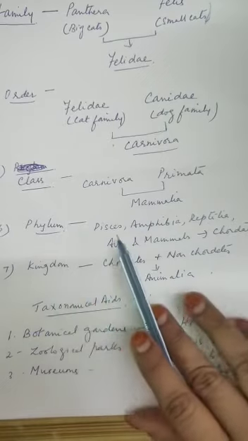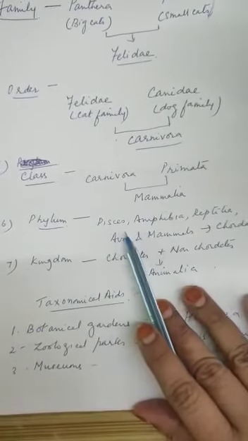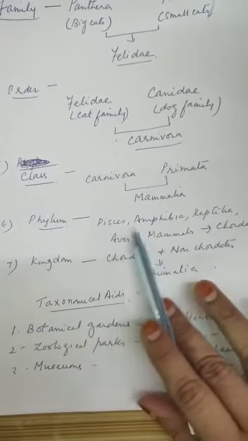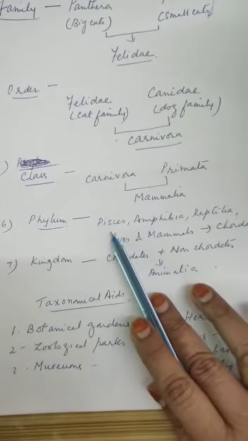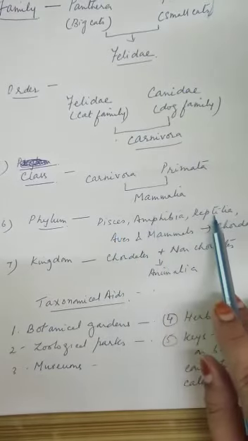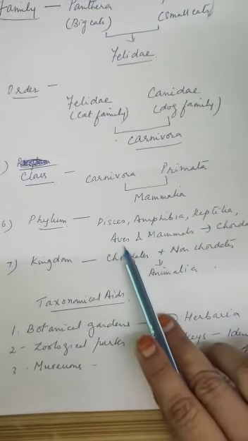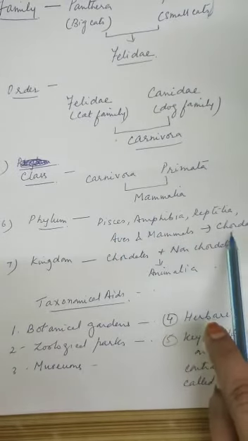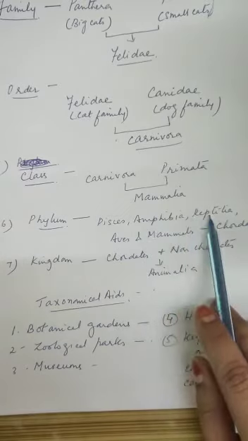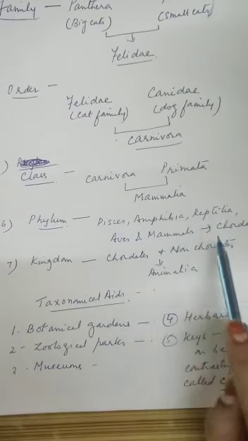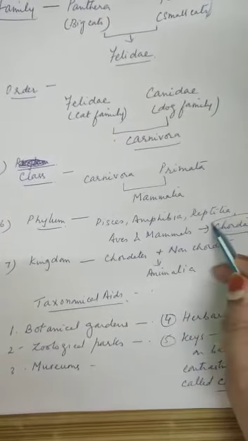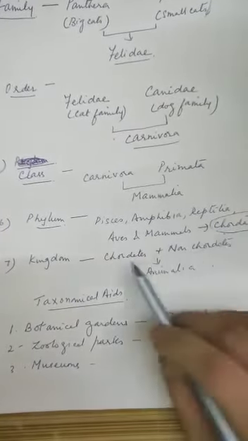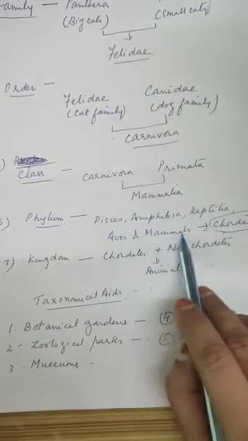Then next in order is phylum. So you have studied about plant and animal kingdoms, so all the categories there. In the phylum we have classes Pisces, Amphibia, Reptilia, Aves, Mammalia. Okay, so all these classes are put under a common phylum called Chordata. So Chordata includes these classes.